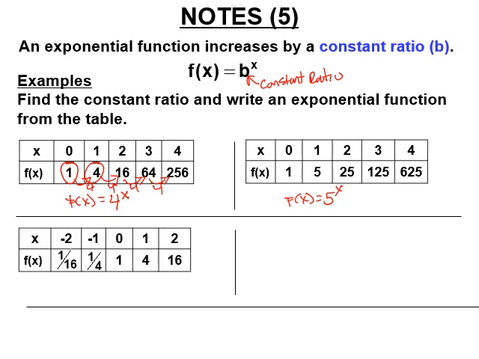Now I've moved things around here, but it's still the same thing. This is just a different part of the one above it. It's the same one as the one above it, but I'm showing you a different part of it, right? 1/16 times 4 is 4/16, also known as 1/4. 1/4 times 4 is 1, and obviously 1 times 4 is 4, and 4 times 4 is 16. The constant ratio here is 4.